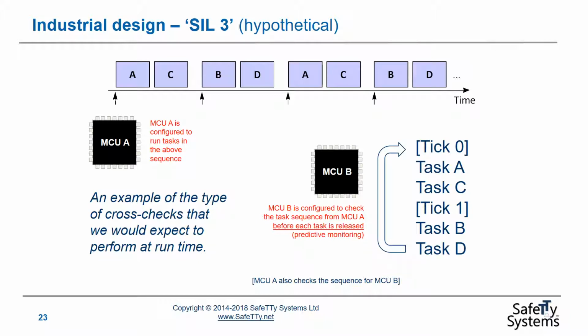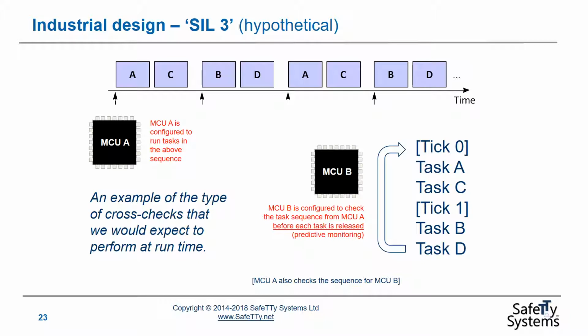So in this time-triggered design, we're storing a separate independent representation of the expected task sequence on a second microcontroller. And before microcontroller A releases a task, for example, before it releases task B, it will check with microcontroller B to ensure that task B is due to be the next task that's released in the schedule. If that's not the case, typically we would shut the system down, but other behavior will be more appropriate in some applications. The key here is that this is predictive monitoring.